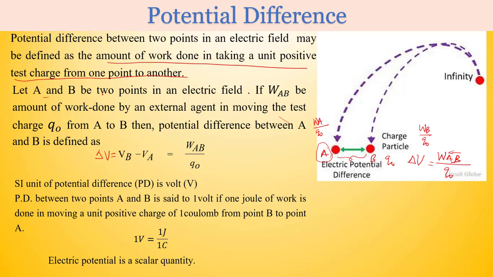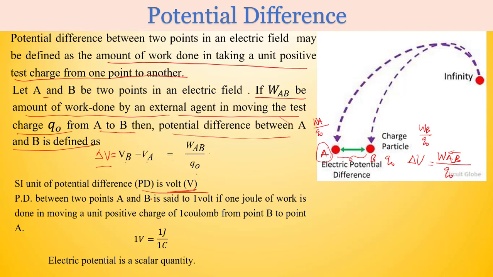So let A and B be 2 points in an electric field. If WAB is the amount of work done by an external agent in moving the test charge Q naught from A to B, then the potential difference between A and B is defined as VB minus VA, which is delta V, equal to WAB over Q naught. So the SI unit of potential difference is the volt, right? Because work done per unit charge is called the volt.